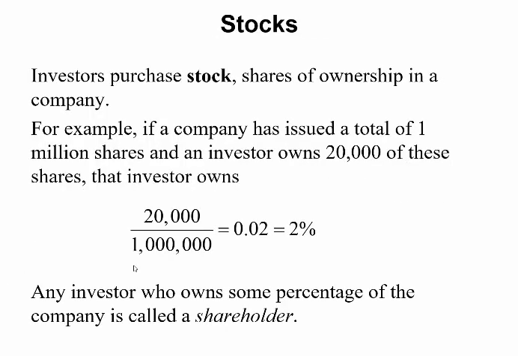So what are stocks? Investors purchase stocks, which are shares of ownership in a company. For example, if a company has issued a total of 1 million shares, and an investor owns 20,000 of those shares, how much of the company does the investor own? Well, if you take his 20,000 shares divided by the 1 million total shares, you get 0.02, so this investor owns 2% of the company.